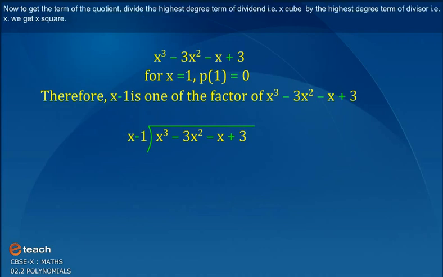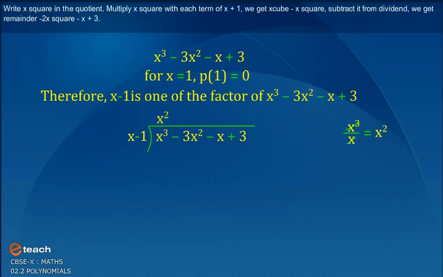Now to get the first term of the quotient, divide the highest degree term of dividend, that is x cube, by the highest degree term of divisor, that is x. We get x square. Write x square in the quotient, multiply x square with each term of x minus 1. We get x cube minus x square. Now subtract it from dividend. We get remainder minus 2x square minus x plus 3.